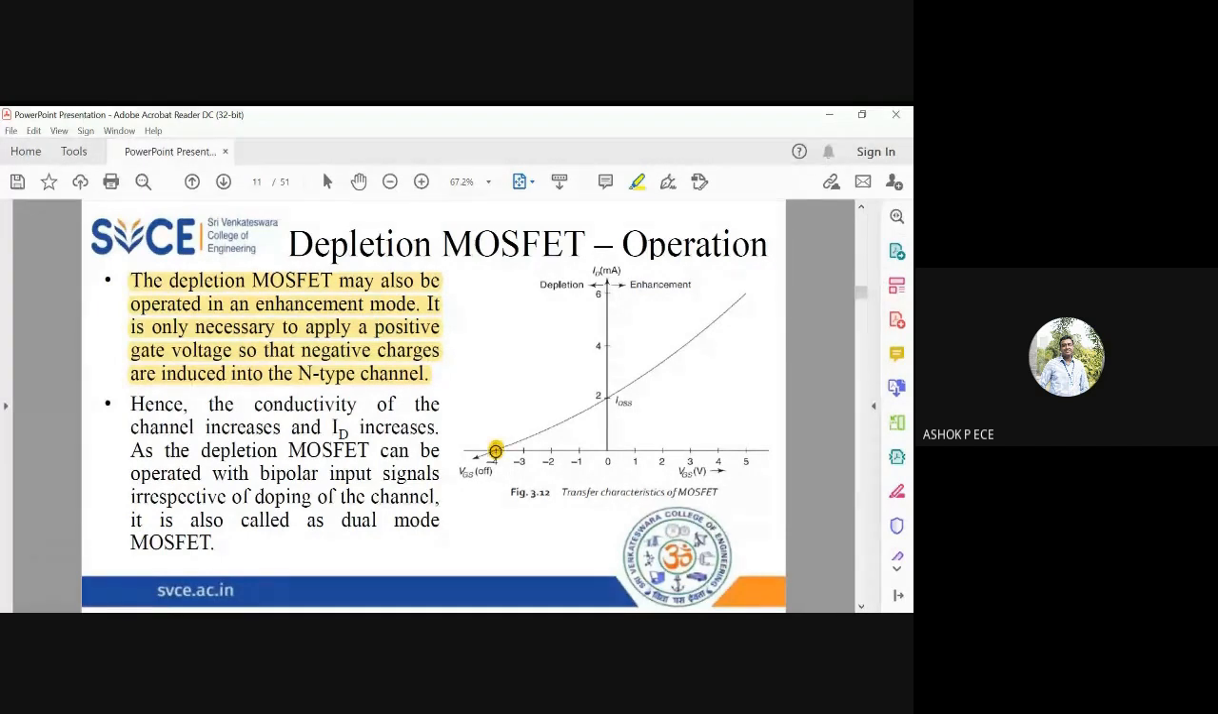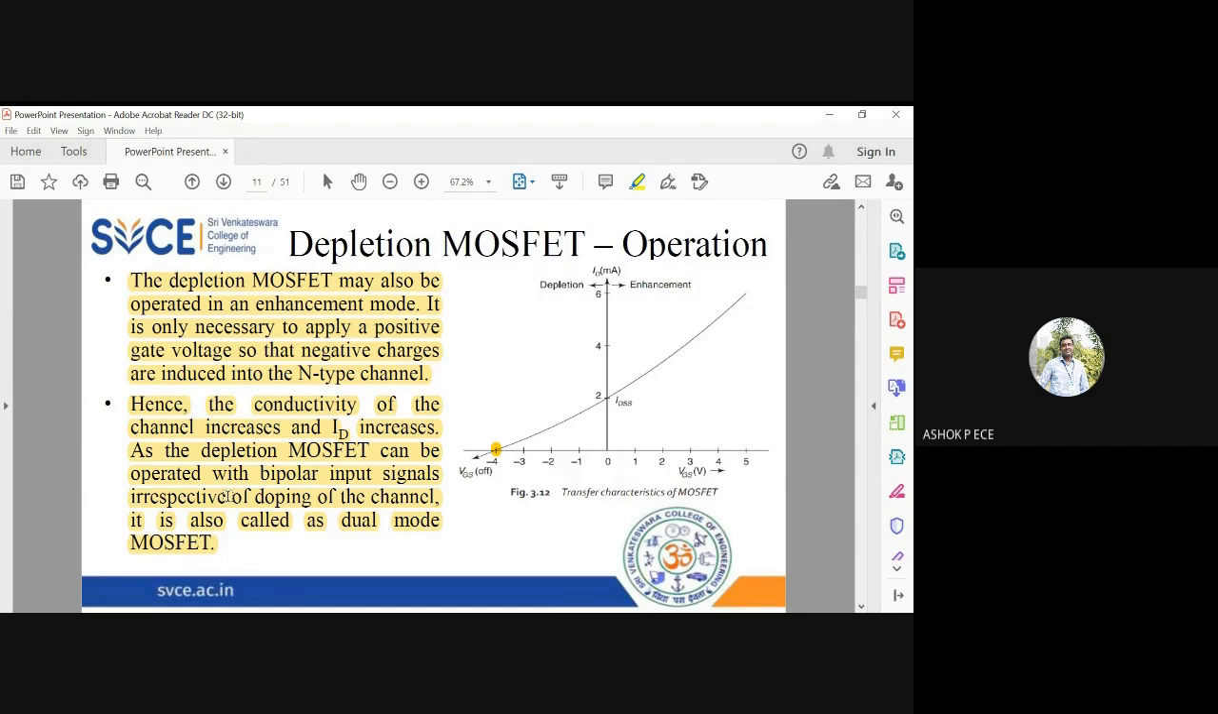At one point, the current becomes completely zero. That condition is called the cutoff condition. It is called VGS off. The conductivity of the channel increases and ID will increase as the depletion MOSFET can be operated with bipolar input signals. It is called a dual mode MOSFET. So the same MOSFET you can operate in enhancement mode and depletion mode, right? The only thing you have to change is the gate supply. Gate positive means it is going to be an enhancement MOSFET. If the gate is negative, it is going to be a depletion MOSFET, right?